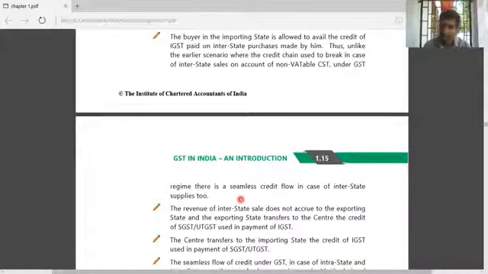And vice versa, against CGST I can set off CGST and IGST. Against SGST, I can set off SGST and IGST also. But the most important thing: I cannot set off CGST against SGST, or SGST against CGST. Most important thing, please mark it.